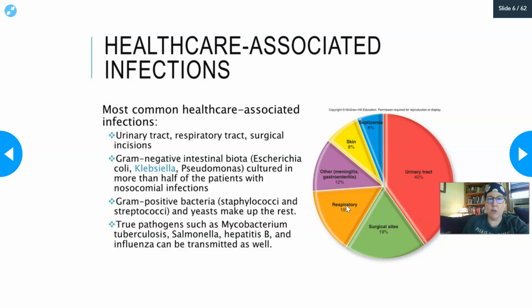Then next is gram-negative intestinal biota. So E. coli, Klebsiella, and Pseudomonas. So ding, ding, ding, Klebsiella, that was our patient's case, right? These are cultured in more than half of the patients with nosocomial infections. So our patient had a respiratory infection from Klebsiella, and it's an intestinal bacterium, so think poop.